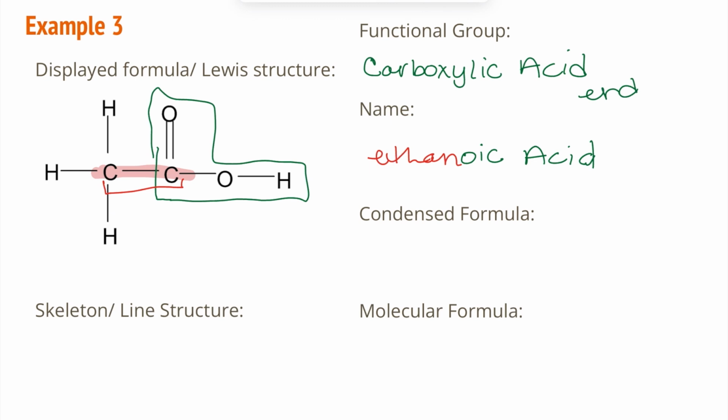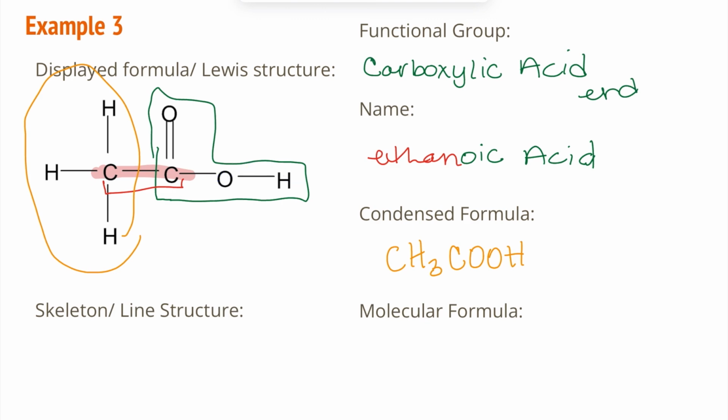Our condensed formula, we start with usually the end that's opposite of our functional group, but we could start on this end if we want. But we usually list all of our carbon hydrogens, and then these go at the end. So this one is going to have a CH3, and then we list COOH with that carboxylic acid. So the carbon, then the oxygen, and then the carbon-oxygen hydrogen group.